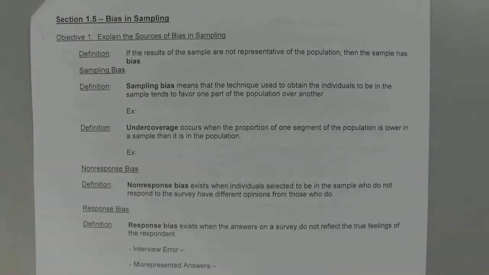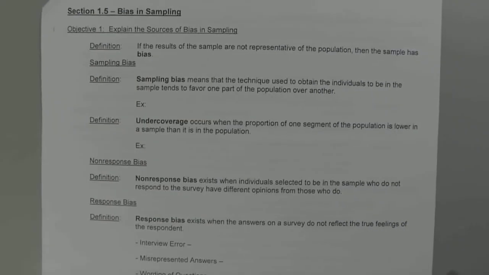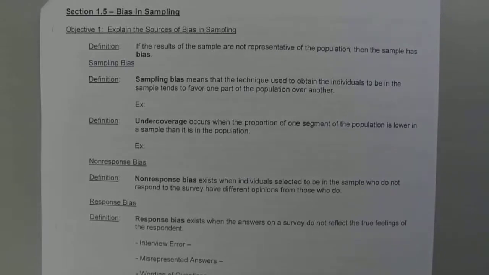So section 1.5 is bias in sampling. What's it mean for something to have a bias to it? Unfair, right? Like you're kind of pulled one way or the other. The very first day, when I asked you guys, would it be fair for me to ask who your favorite baseball team is? No. That would have a bias in my sampling technique.